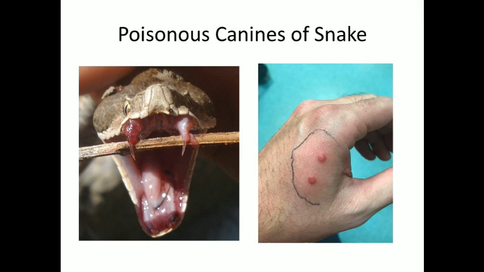Even in snakes, the canines are well developed and have poison released from them. So often, when you see snake bite marks, the two dots signify the two canines of that snake.